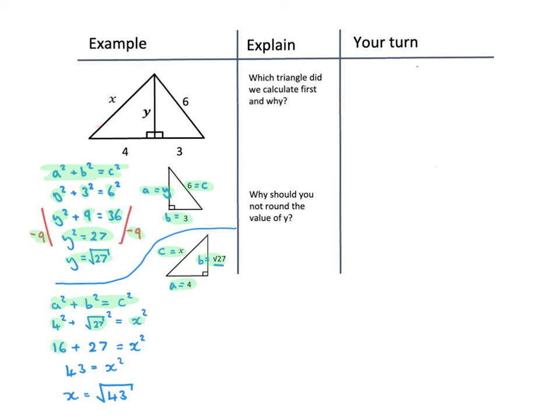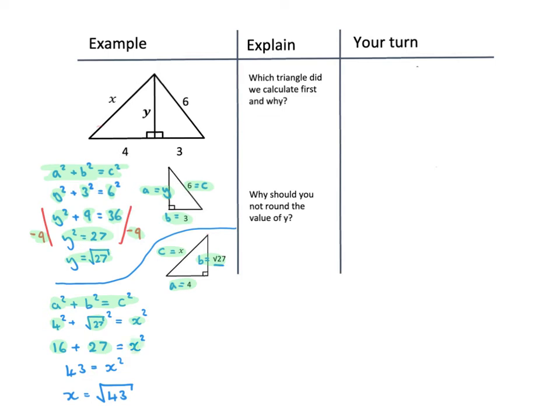4 squared is 16. The square root of 27 squared. Now, square root and squared are inverse operations, so the answer there is 27. And you can see here why it was worth us not working out an approximate answer to the square root of 27 at the halfway point.